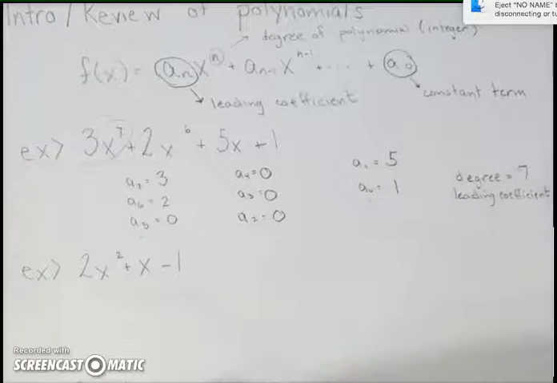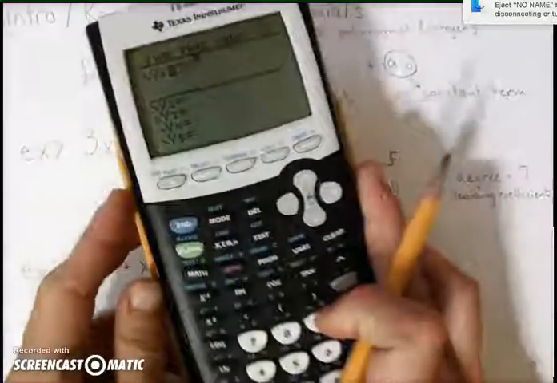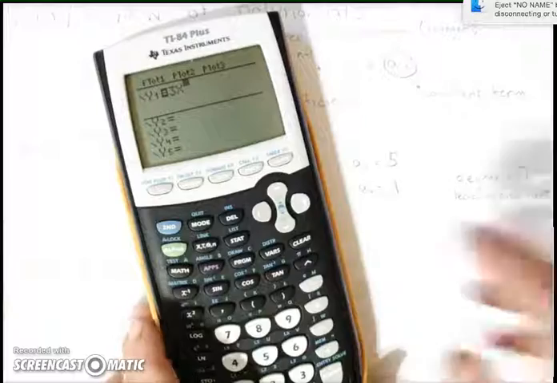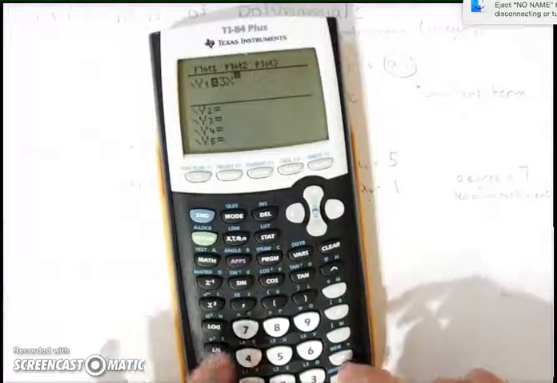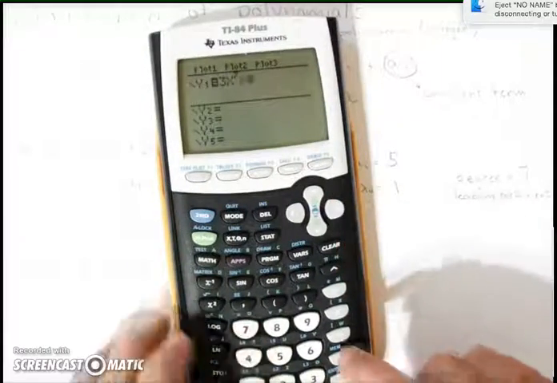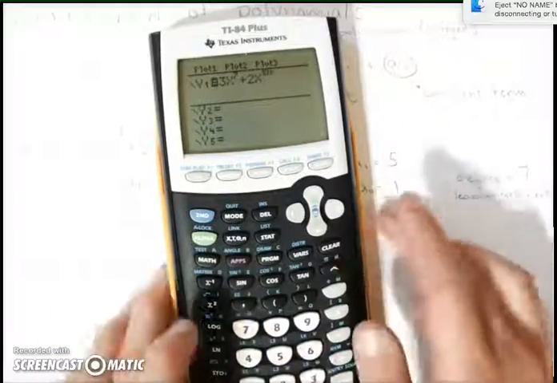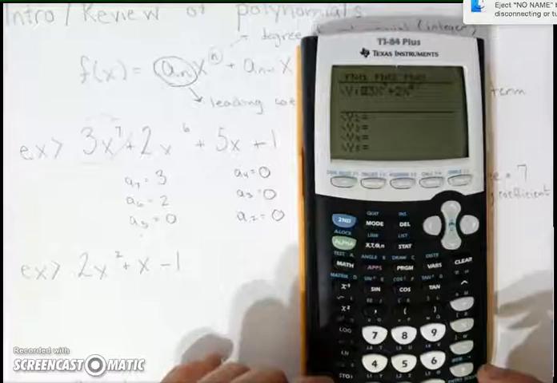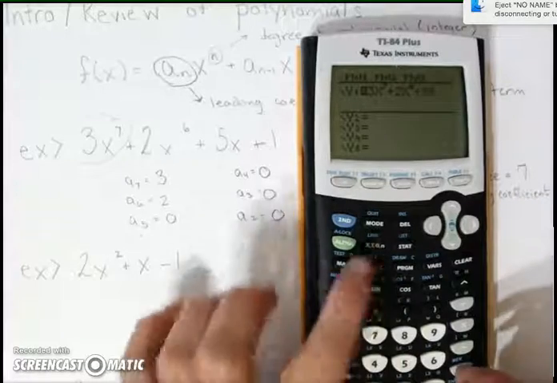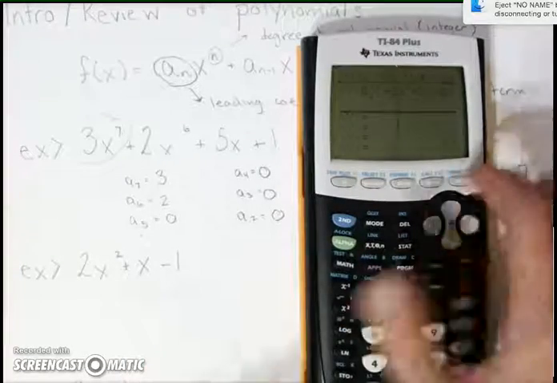And let's just take a look at this polynomial so we can start to get a sense of what the graphs of these polynomials look like. So in my calculator, I'll put in 3x to the 7 plus 2x to the 6, plus 5x plus 1, and we'll check out the graph.